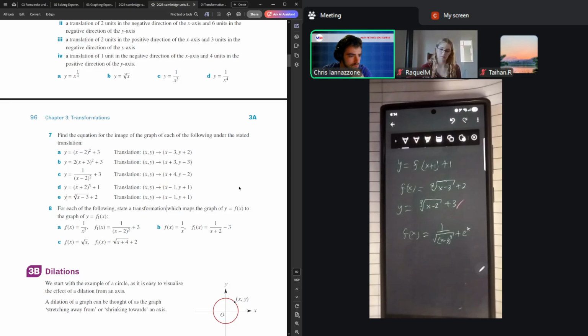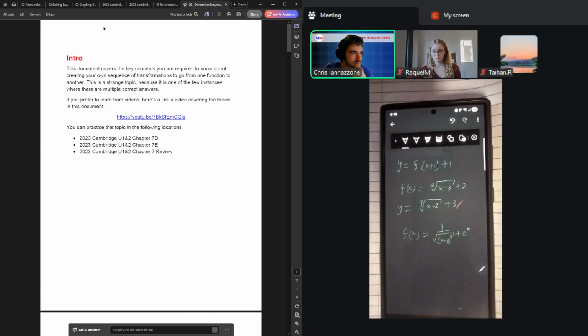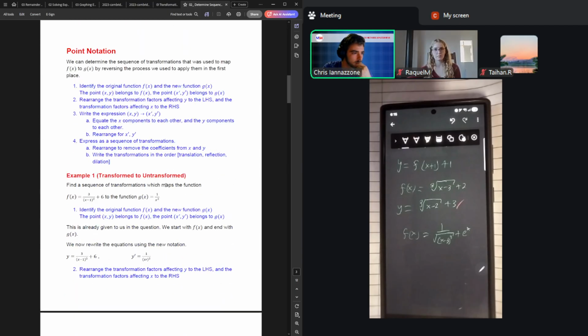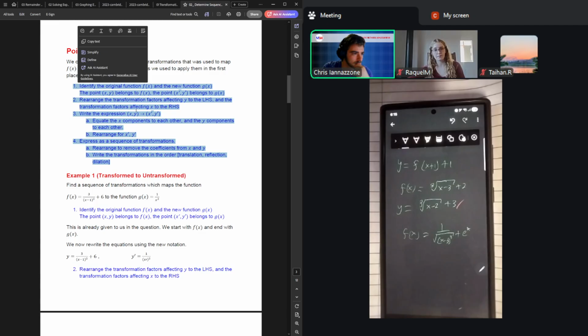So for question 8, this is the second document. This is determining the sequence. You're going backwards rather than knowing it and then applying it. You're now going from not knowing what it is and then figuring out what it is. So we follow these steps to do that.